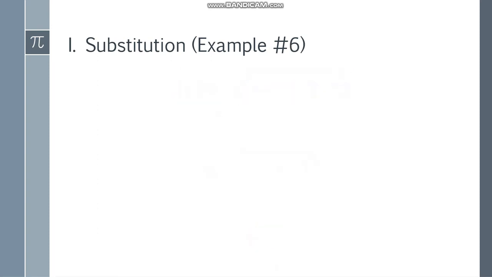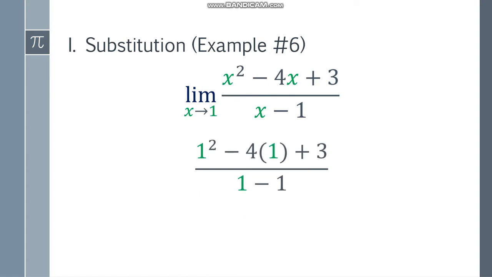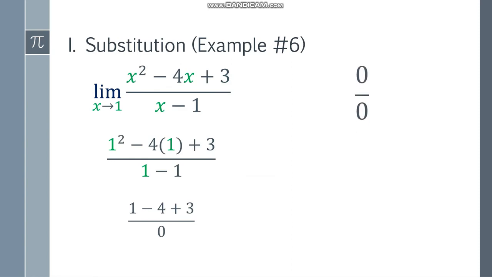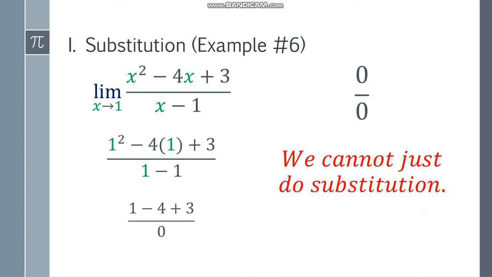Example number 6. What if we have like this one? Okay, so simple lang. Substitute natin. So 1 squared minus 4 times 1 plus 3 over 1 minus 1. So 1 minus 1 is 0. At 1 minus 4 is negative 3 plus 3 at 0 din siya. 0 over 0. Hindi siya pwede. We cannot just do substitution. We have to do another technique or method.